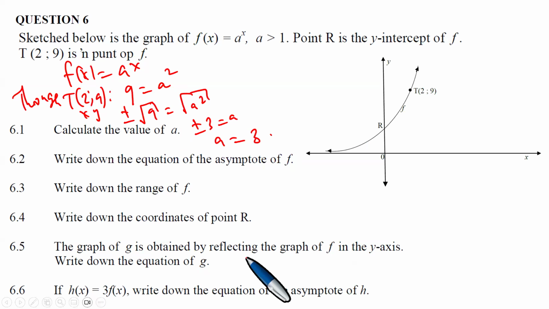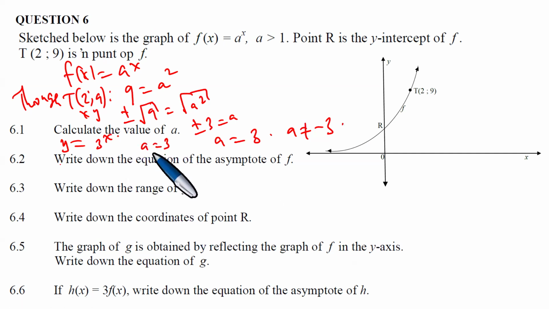Okay. If a is 3 now, at this point, we want to calculate the value of a. So yeah, a is only 3. A is not minus 3 because of the fact that we're dealing with the standard exponential function. So we have that the equation is that. But what is the value of a? So we have that a is 3, and we've answered question 6.1.